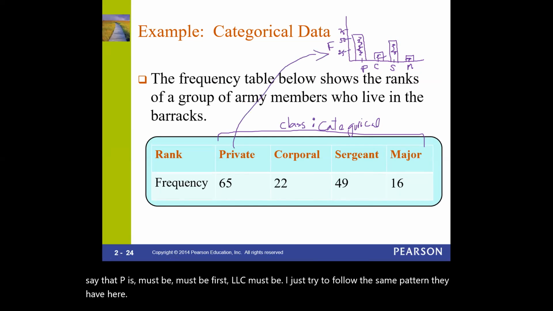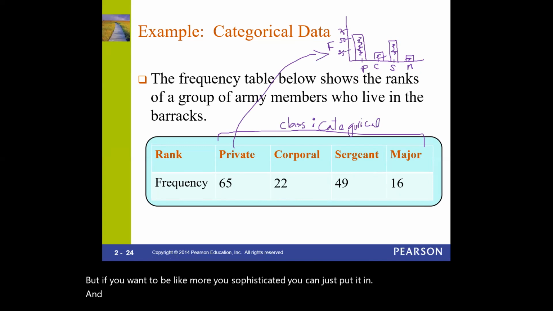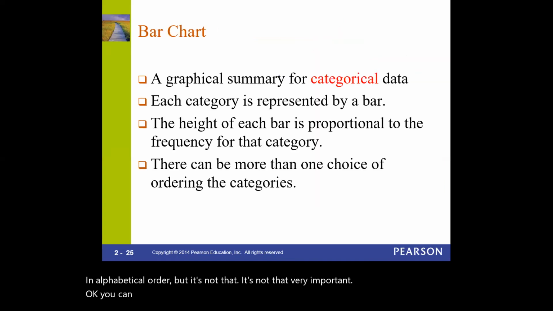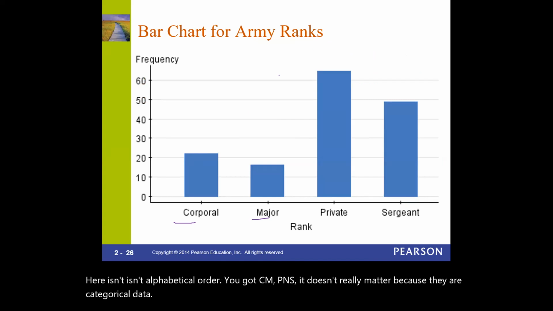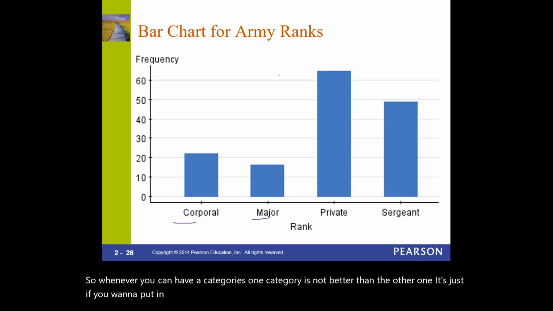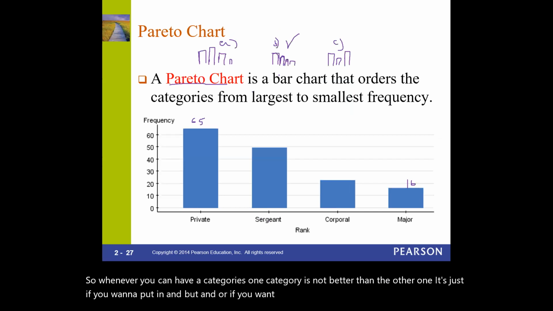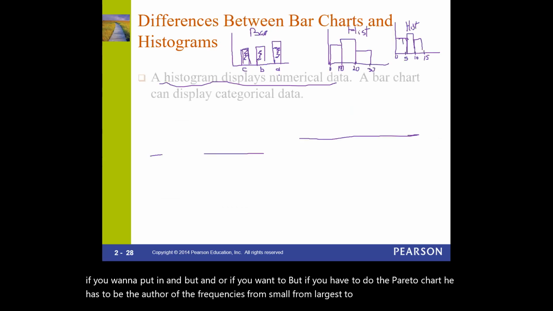But if you want to be more sophisticated, you can put it in alphabetical order. But it's not that important. You can put alphabetical just like they did right here. Here it is in alphabetical order: C, M, P, and S. It doesn't really matter because they are categorical data. Whenever you have categories, one category is not better than the other. You can put them in order if you want to. But if you have to do a Pareto chart, it has to be in the order of the frequencies from largest to smallest.